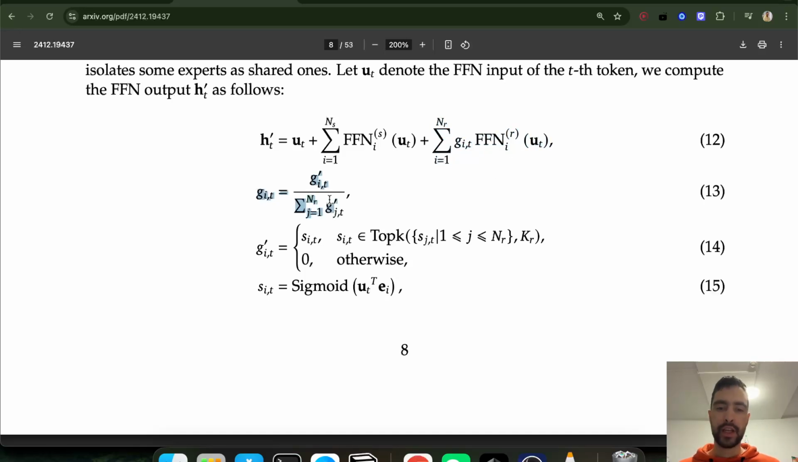To do that, we will take these raw scores and divide each score by the sum of the scores. After that, all of the scores for all top K experts will add up to 1. So I think now we can code this.